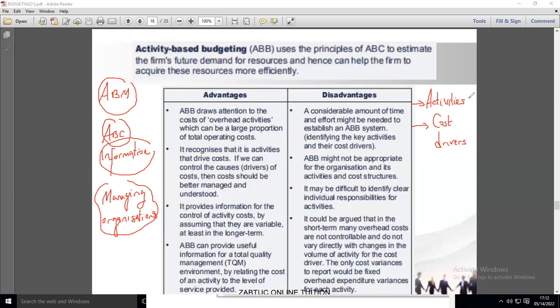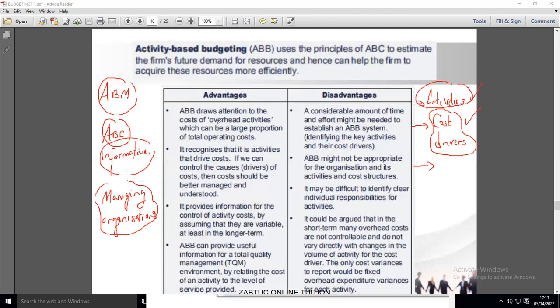So we've got activities and we've got cost drivers. It means that when you're preparing your budgets, what do you look at? You look at activities and you look at the number of cost drivers that we're expecting, so that we can budget for the resources more accurately.